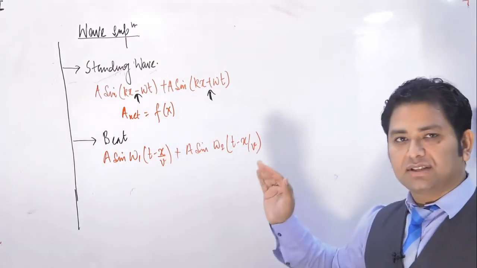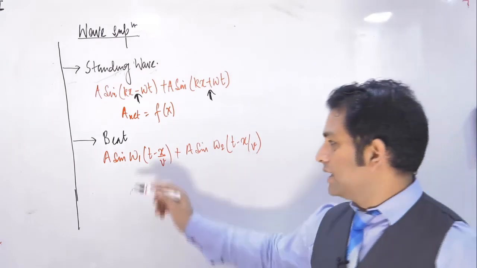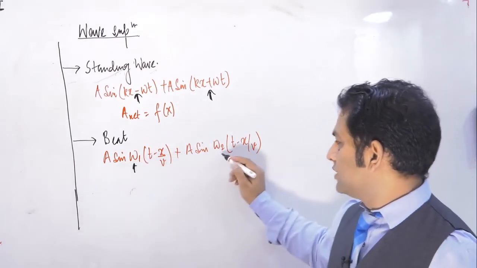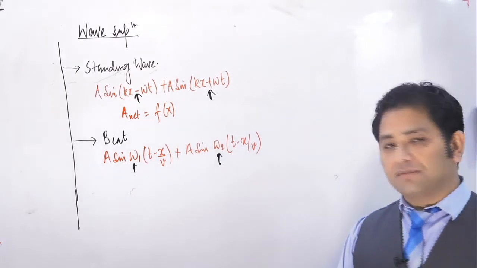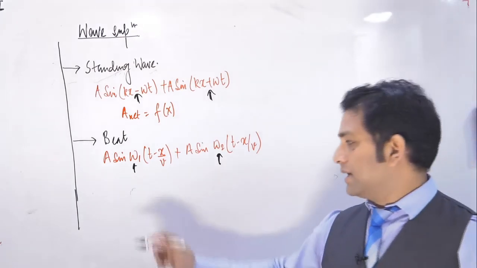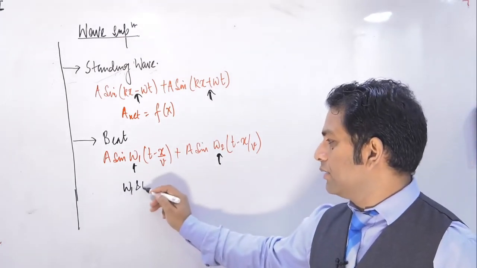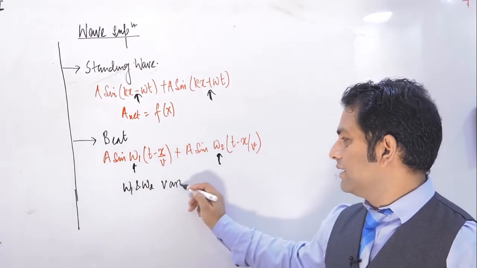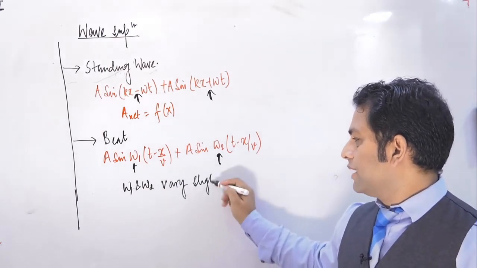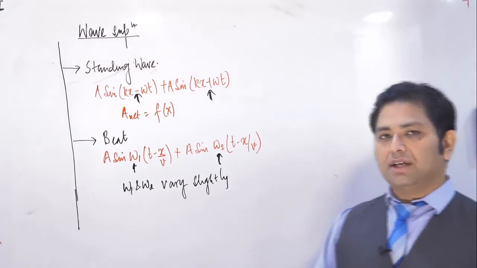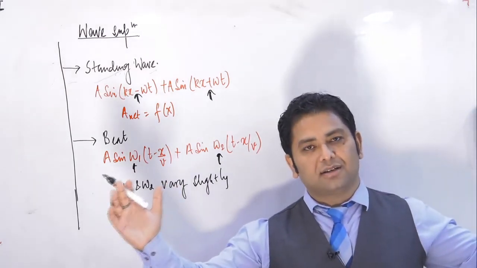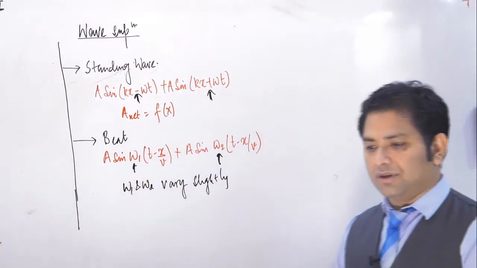It's not the direction, it's the wavelength of the two, or the frequency of the two sources. But yes, ω1 and ω2 vary slightly. It is not that the variation is so large, the variation has to be very, very small.